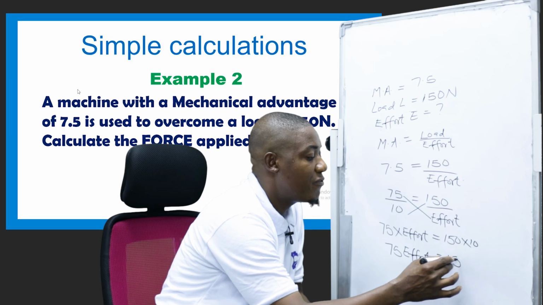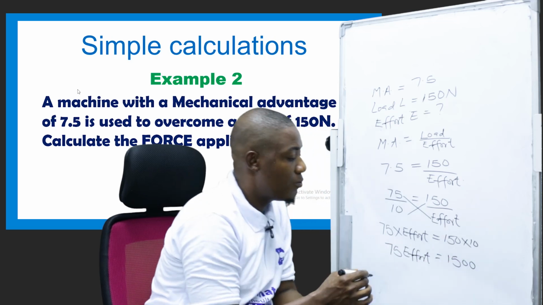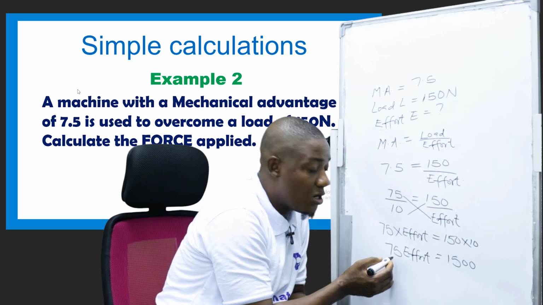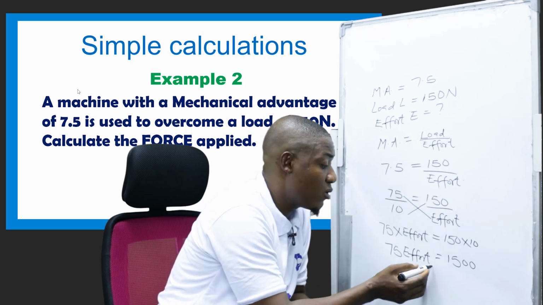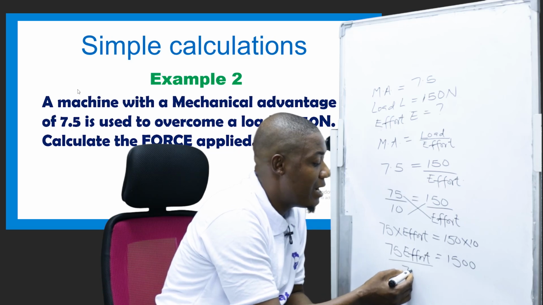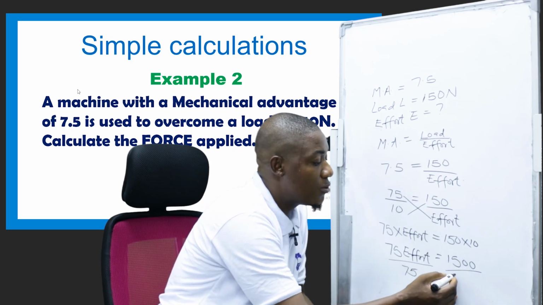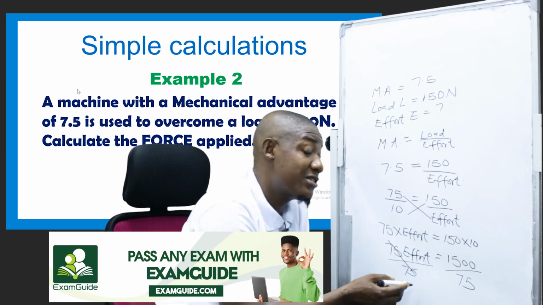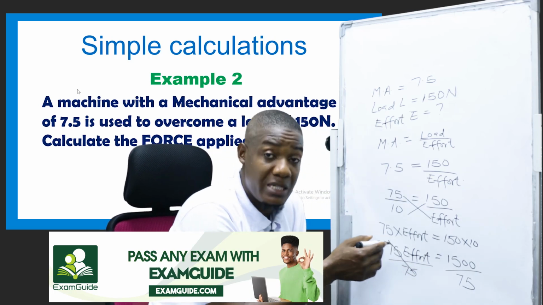equals 1500. Since we are looking for effort, we have coefficient of effort here, 75. So we're going to divide both sides by 75. We have it that 75 over 75 is 1. 1 times effort is effort.